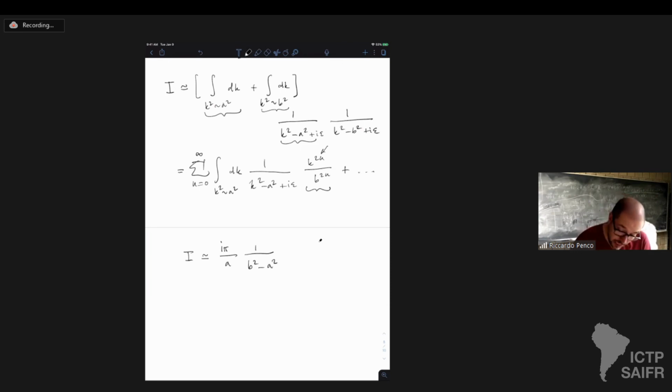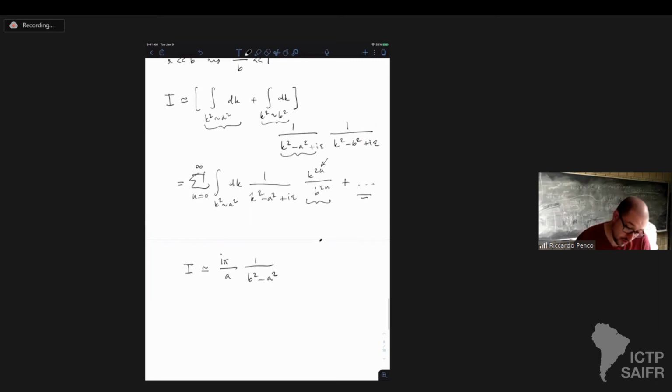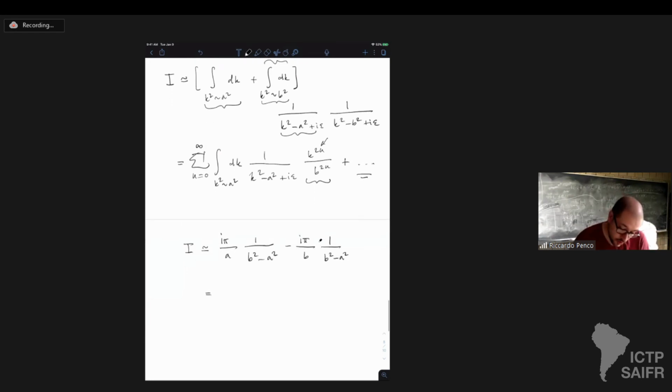And the terms that I neglected here, that corresponded to the integral in the other region, is equal to that. So that now, if we add up the two contributions, we get the following result.